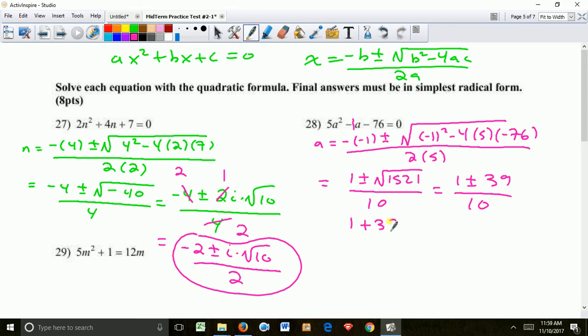Do make sure you simplify this, right? Take 1 plus 39 over 10, or 1 minus 39 over 10. X equals 4 or x equals negative 19 over 5. And there we go.